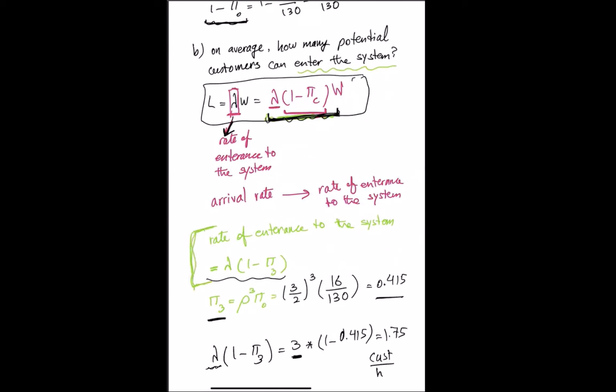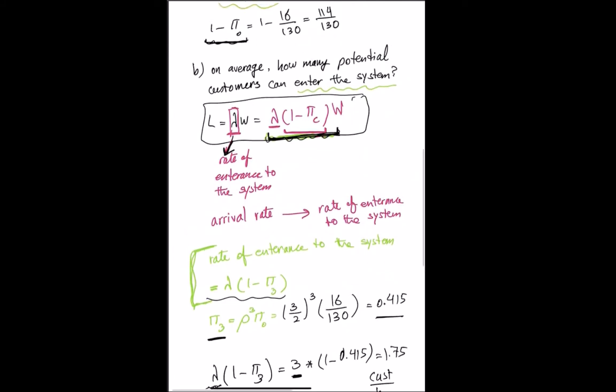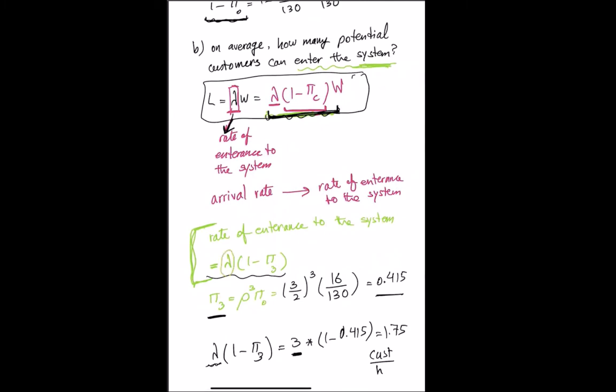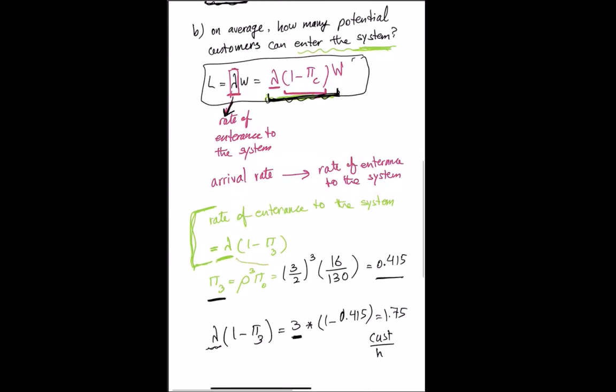Okay. The rate of entrance to the system. Not how many people are in the system, how many people can enter the system. So we have the rate of arrival, but not all the people that arrive to the system can enter because the system has limited capacity. So what percentage of these people who arrive to the system can enter? They can enter the system the percentage of the time that the system is not full. This is what it means.